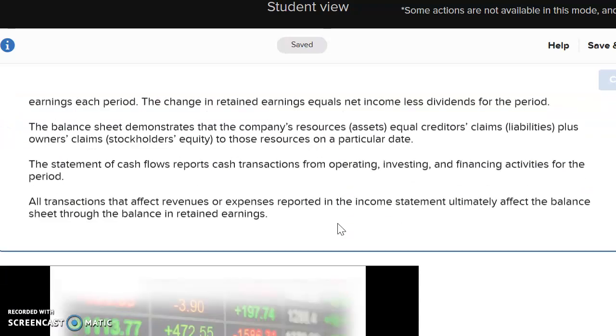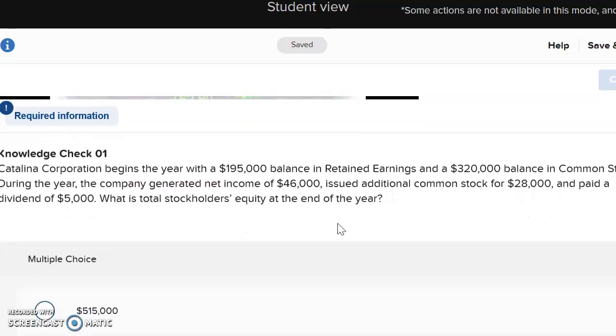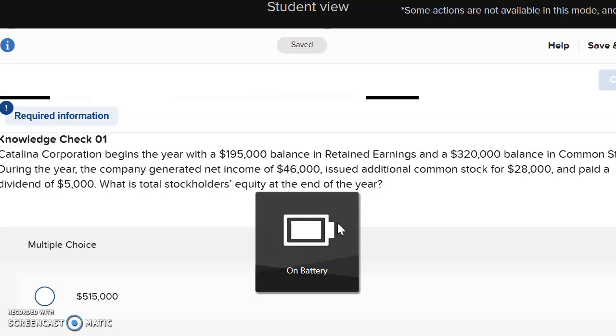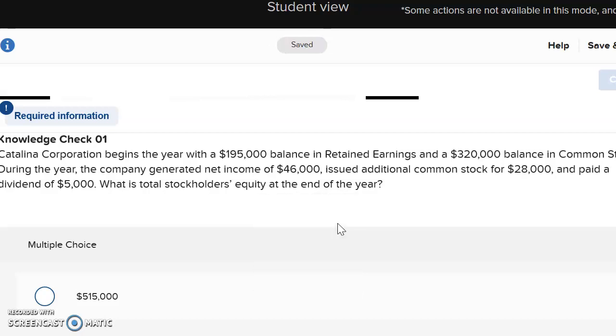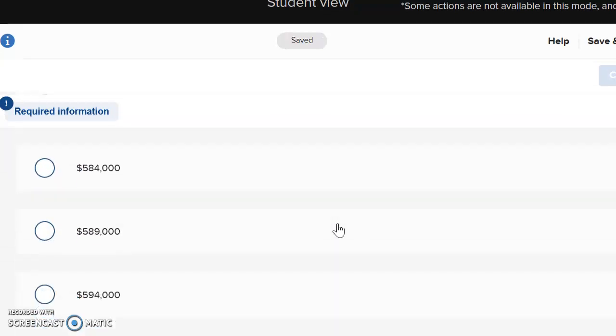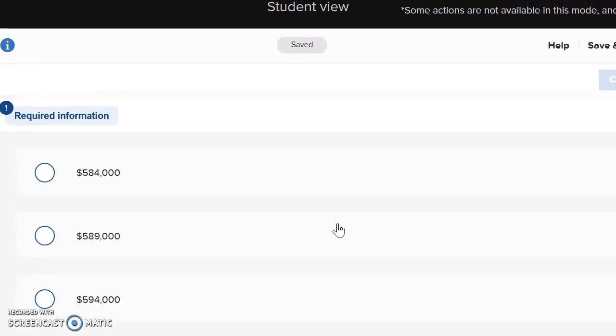This is the same information at the beginning. There's just a different question. So it says Catalina Corporation begins the year with a $195,000 balance in retained earnings and $320 in common stock. They tell you how much the net income is, the additional common stock issued, and what dividend was paid, and they want you to compute total stockholders' equity. And your choices are $515,000, $584,000, $589,000, and $594,000. All right, next.